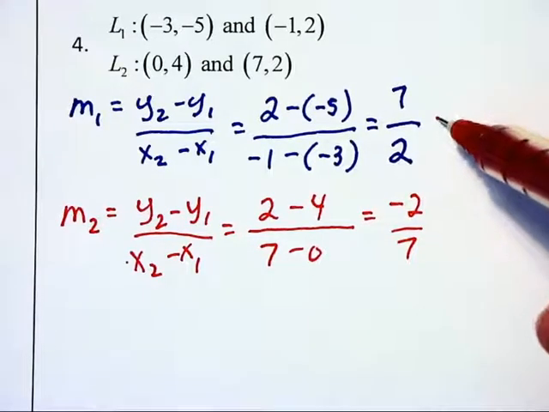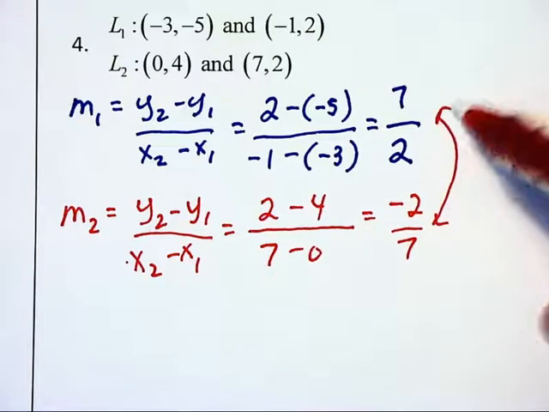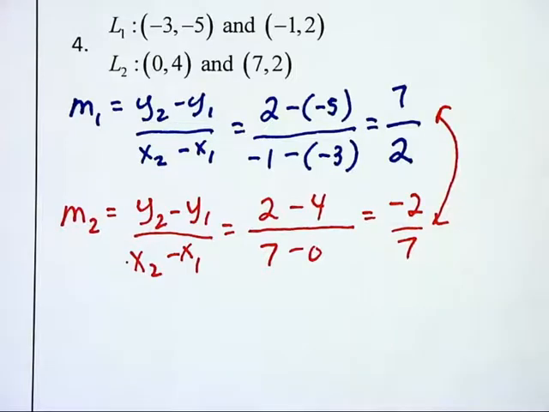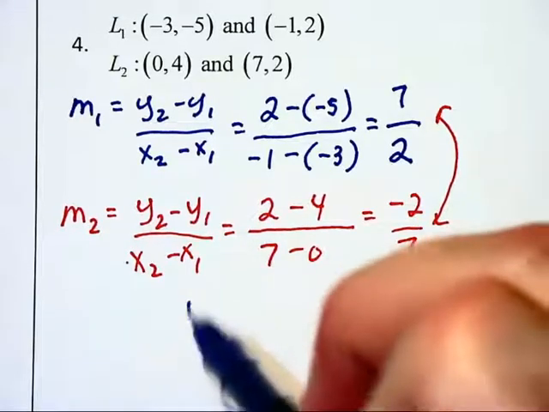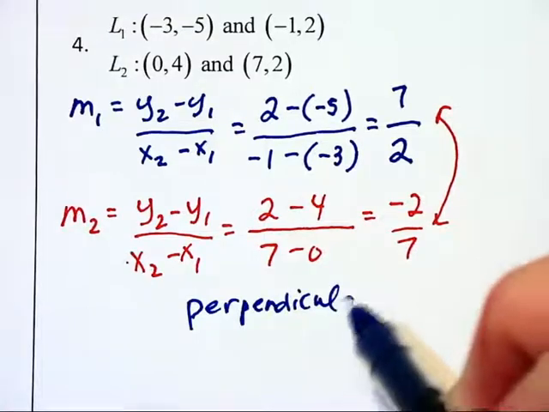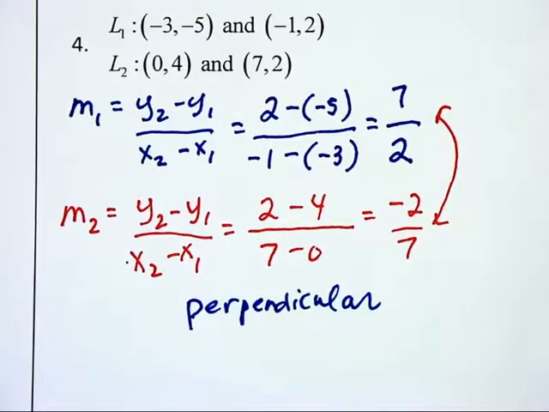Now, I'm looking at these. Yes, they are opposite in sign. Yes, they are reciprocals of each other. Therefore, I can say that these two lines are perpendicular to each other. And you can graph them if you want to verify that they form this right angle, or you can just leave it right there.